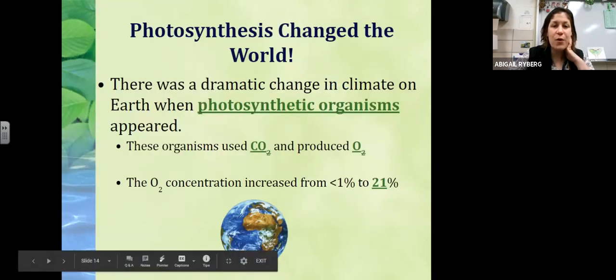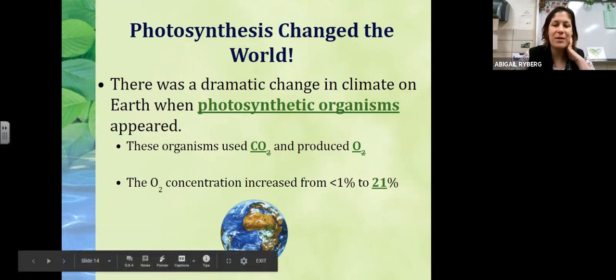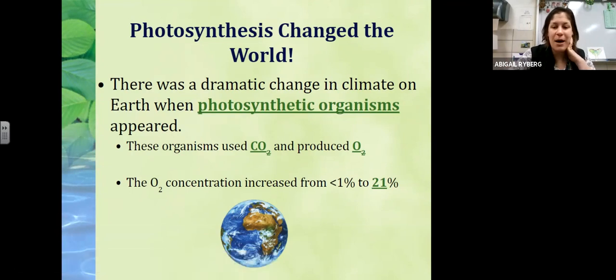Okay, so remember, photosynthesis changed the world. A long time ago, there was all of a sudden this huge dramatic change in the climate on Earth when photosynthetic organisms appeared. And we think that these first photosynthetic organisms were not plants. They were probably photosynthetic bacteria, really tiny photosynthetic organisms, right? Not like a big plant all of a sudden just starts growing. We think it was a tiny little organism that started to photosynthesize.